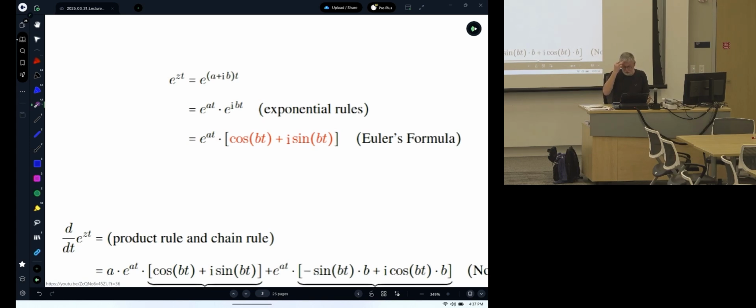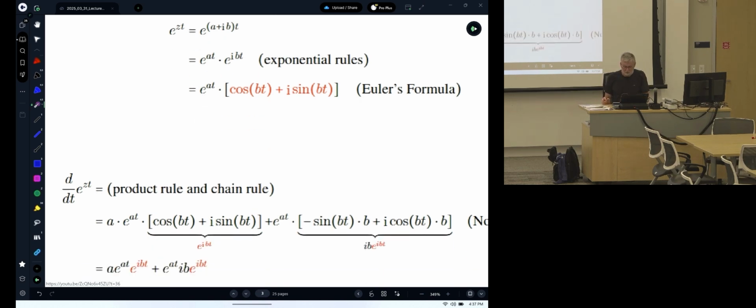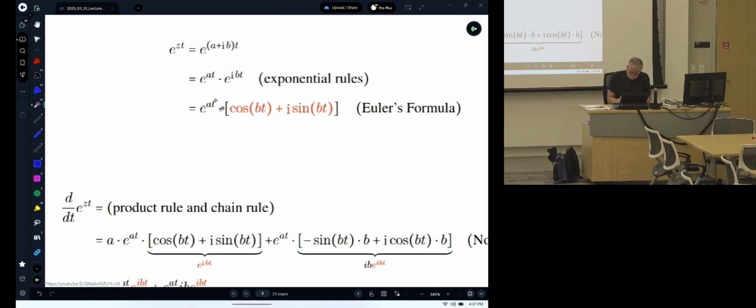So e to the zt then becomes e to the (a plus ib)t. This is a sum in the exponent, and we know our exponent rules, where we can write a sum as a product of the exponentials. And the first part is real, so that's straightforward. And then this is where Euler's formula comes in. So it's cosine of bt plus square root of -1 sine of bt.